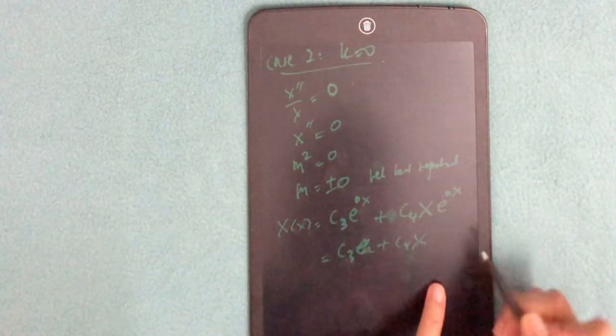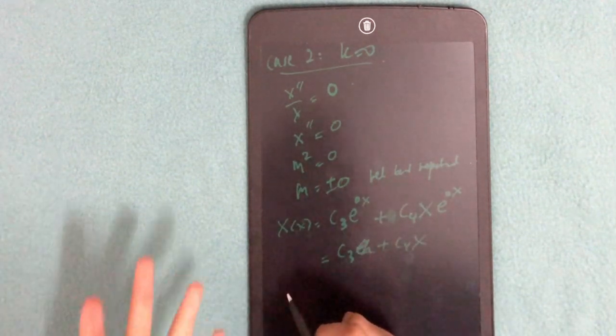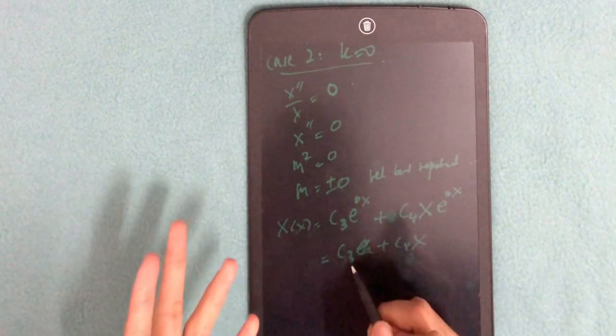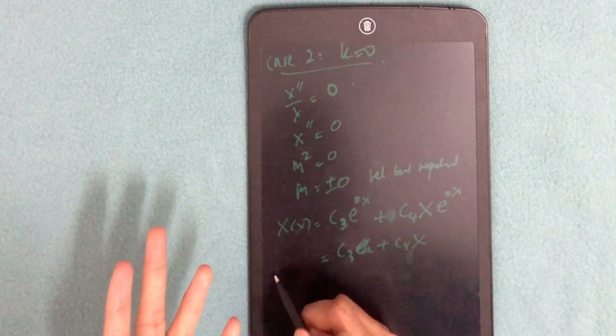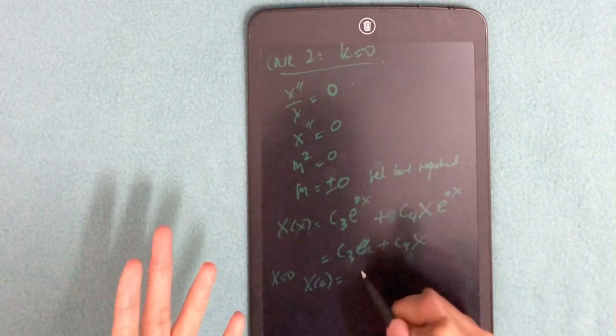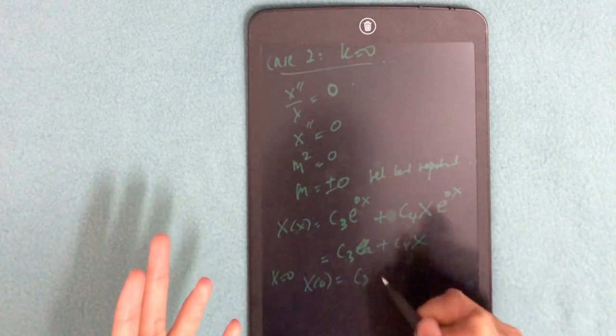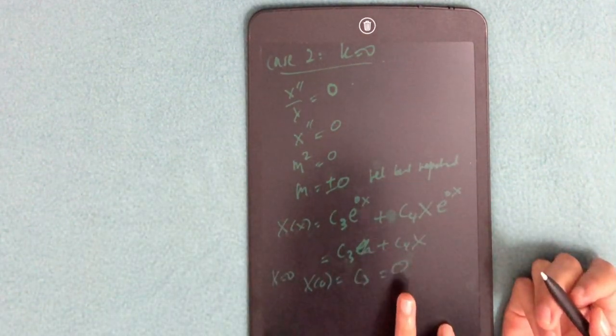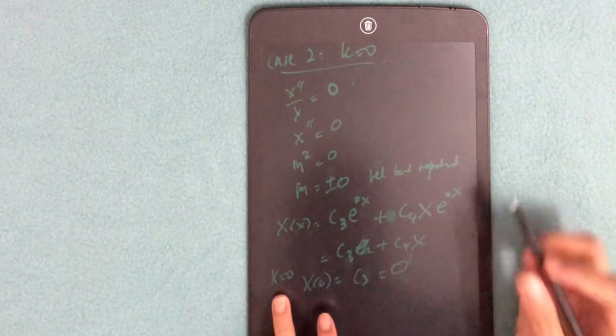So C3 plus C4x. So now using the same boundary condition, you need to find what is your C3 and C4. So when x is 0, so therefore you have C3. Okay, because x is 0. So C3 is also equal to 0. Okay, this equation saya tulis balik.